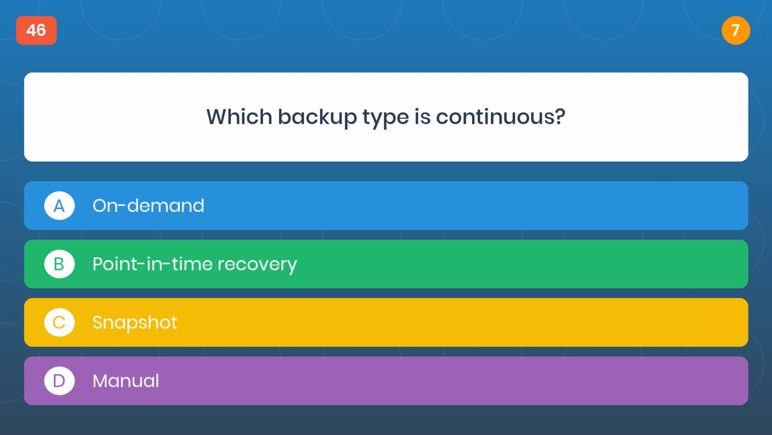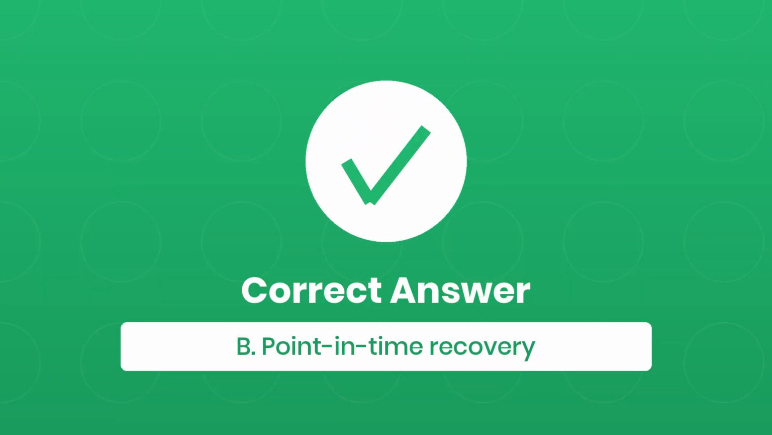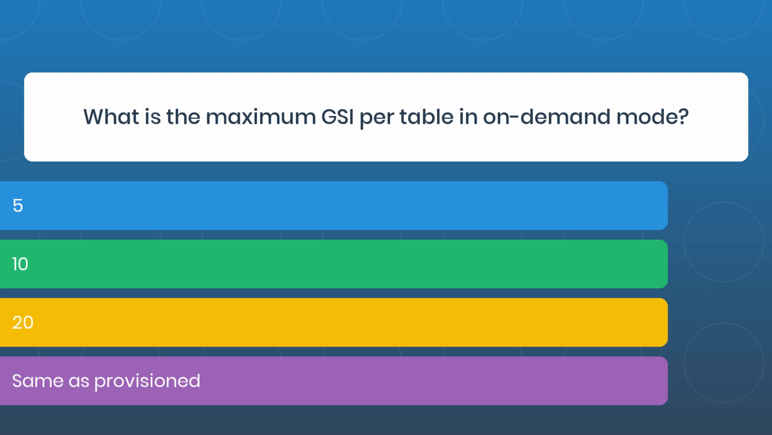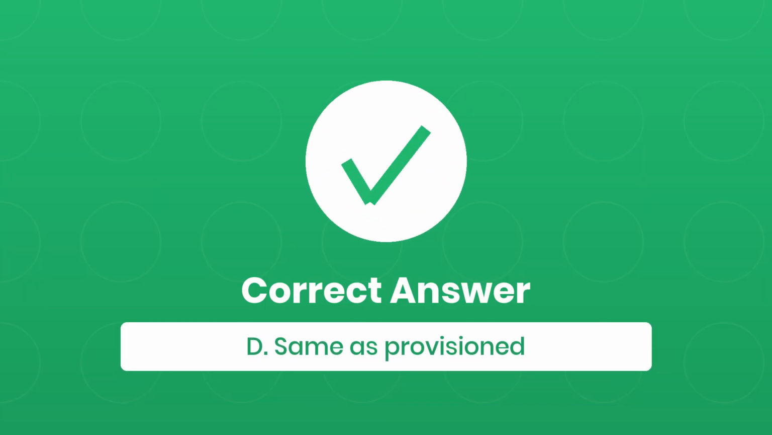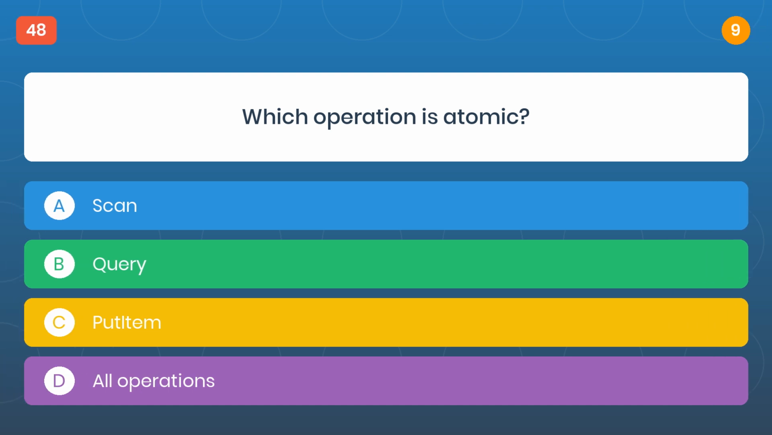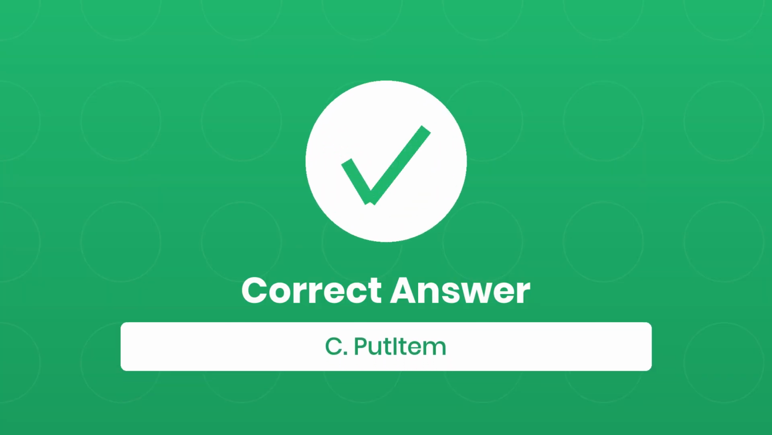Question 46. Which backup type is continuous? The correct answer is B, point-in-time recovery. Question 47. What is the maximum GSI per table in on-demand mode? The correct answer is D, same as provisioned. Question 48. Which operation is atomic? The correct answer is C, put item.